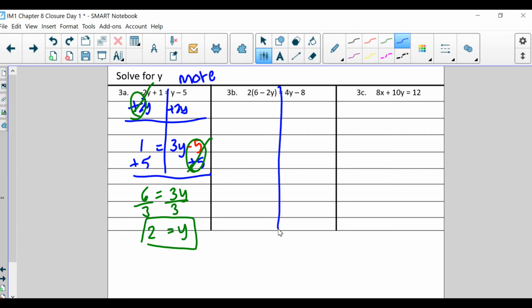Okay, once again, we're solving for y. So 2 times 6 is going to be 12. 2 times negative 2y is going to be negative 4y is equal to 4y minus 8. Then we want to solve for y, so let's figure out which side has more y's, this side or that side. It's this side, the right side. So we're going to add plus 4y.